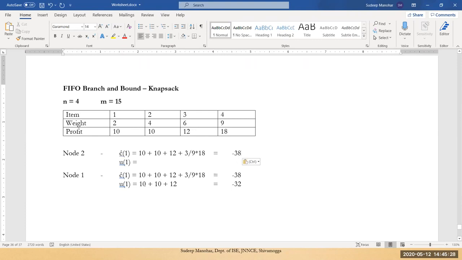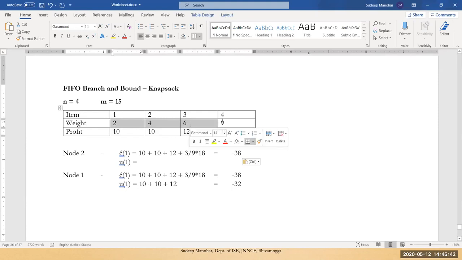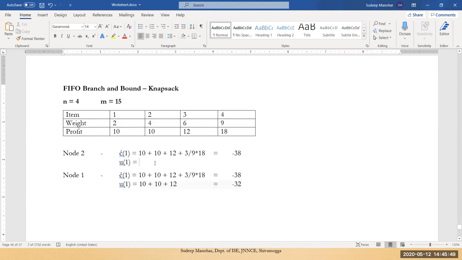What about node number 2 without fraction? It is 10 plus 10 plus 12 itself. No changes in that because the total is 12. You cannot add the fourth item. The value remains the same. 38 and 32.